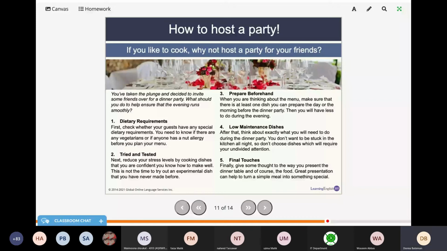And number 5, final touches. Finally, give some thought to the way you present the dinner table and, of course, the food. Great presentation can help to turn a simple meal into something special.